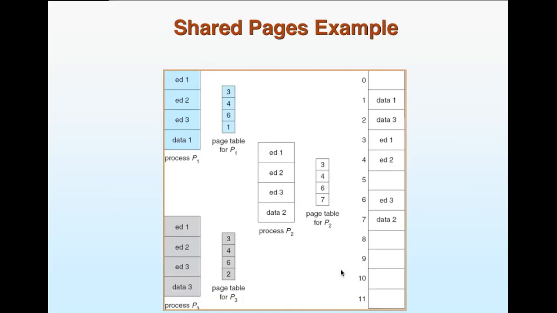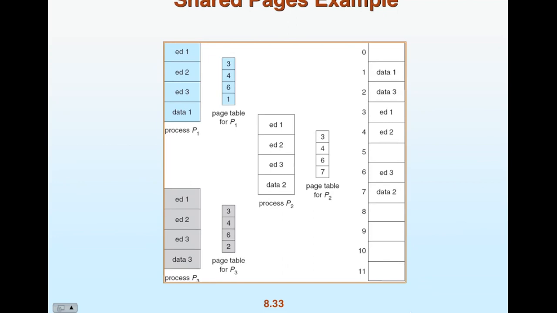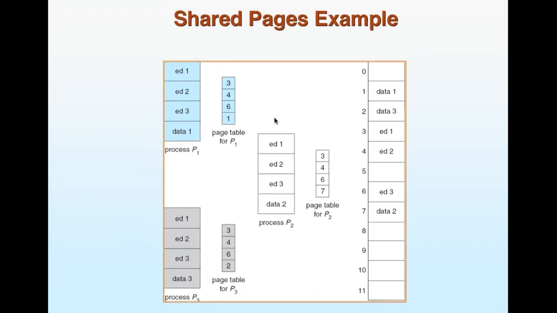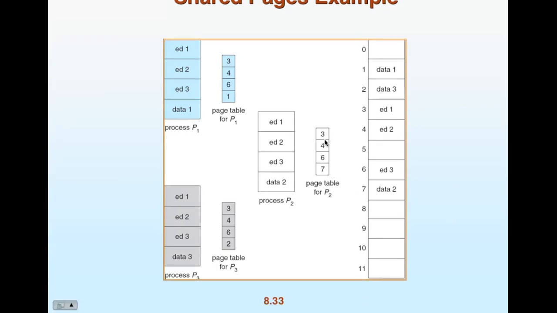And here's our shared page example, where we've got the same data in memory mapped to multiple different processes. So we have process 1 down here, and the page table for process 1. We have process 2 and the page table for process 2. We have process 3 and the page table for process 3. And remember, as I said before, we can have multiple different page tables for each one of these different processes if we want. And we might have ed1, ed2, ed3, data 1, and it's all using the same thing. So this is mapped to 3, to 3, to 3, to 4, to 6, to 1.